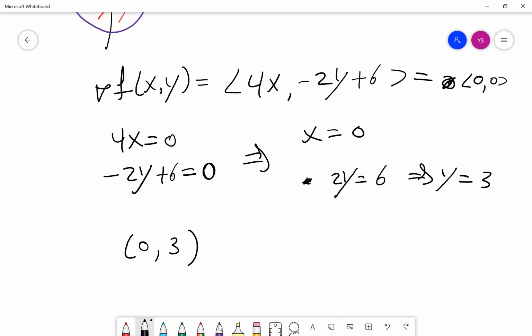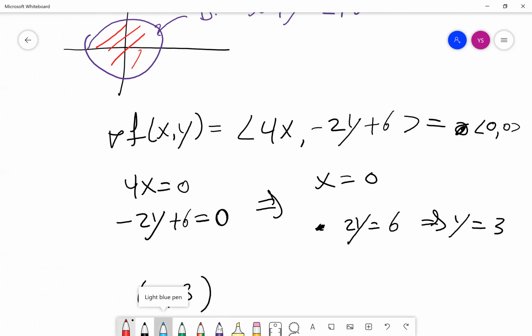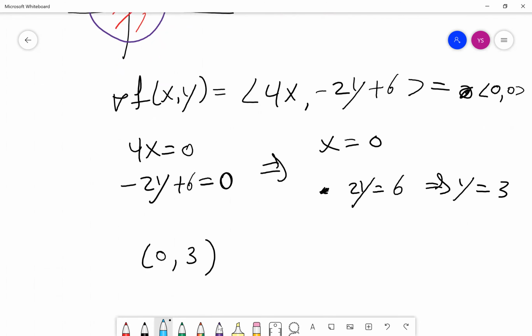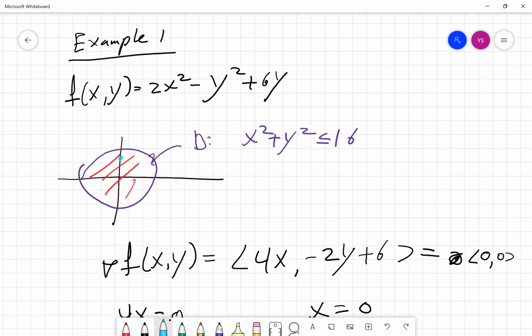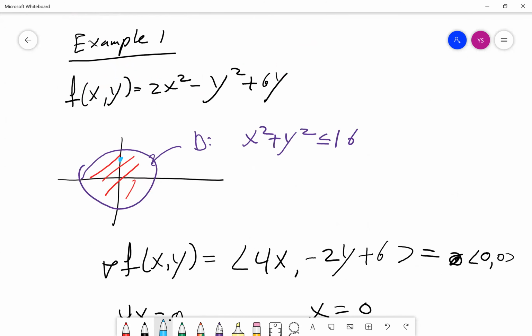Any questions about this so far? Okay, so that's some point in the interior, the point (0, 3), over here. So that's one of our critical points, and we have to keep that in mind. Now, what about the boundary? On the boundary, again, we want to turn f into a single valued function.